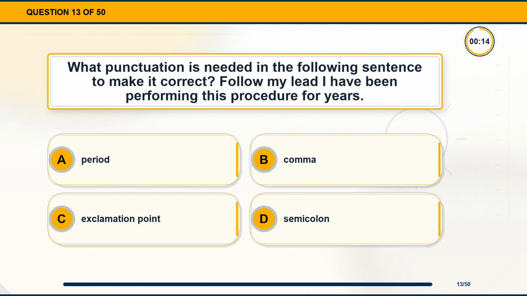Question 13. What punctuation is needed in the following sentence to make it correct? Follow my lead, I have been performing this procedure for years. Option A, period. Option B, comma. Option C, exclamation point. Option D, semicolon.